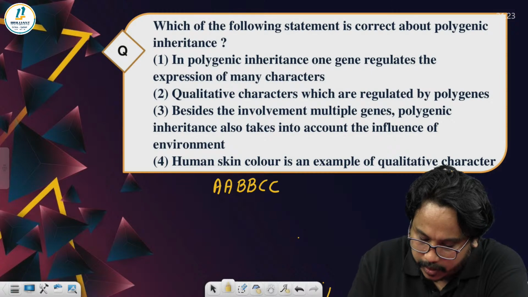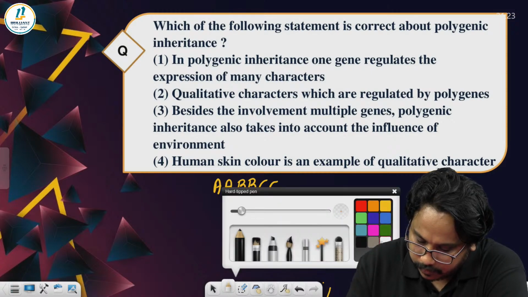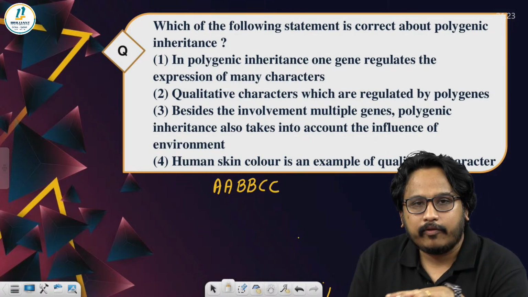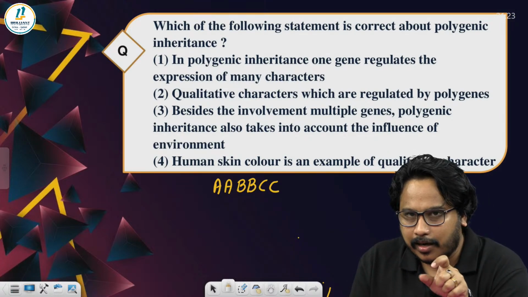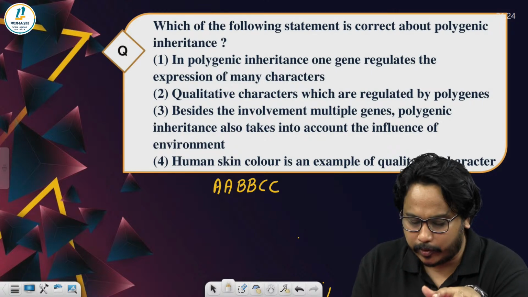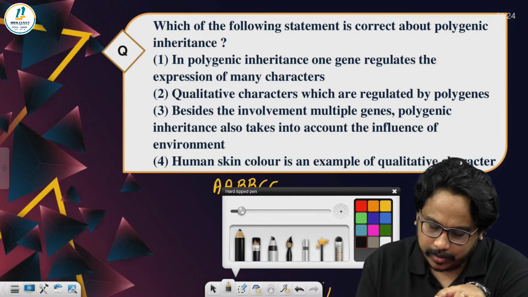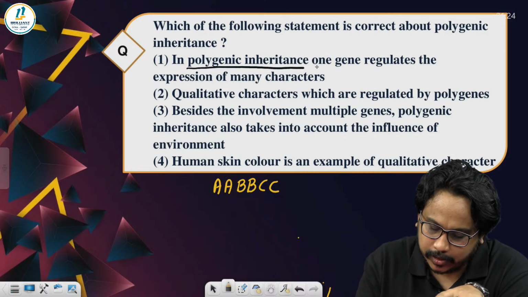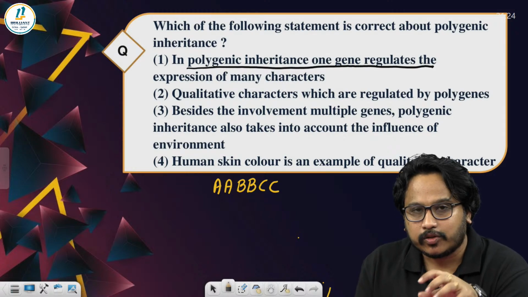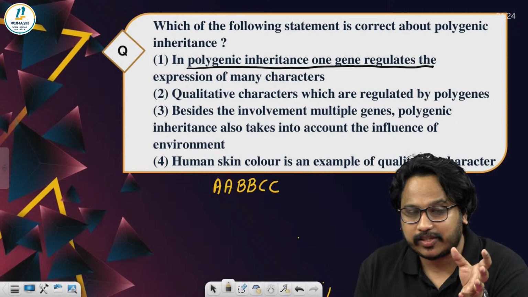Whereas if only 5 dominant genes are coming, the color will start changing. It will become fairly dark, like that it will keep on changing. So human skin color is actually a polygenic inheritance. You can see one gene will be regulating the expression of many characters. So 6 dominant genes are coming, full expression of the character, very dark skin color.